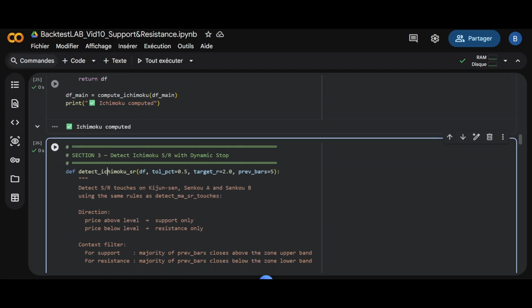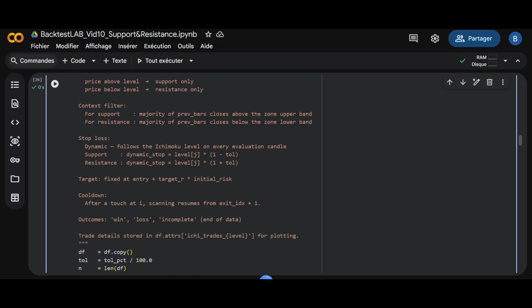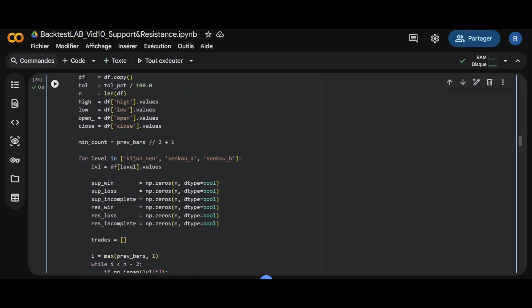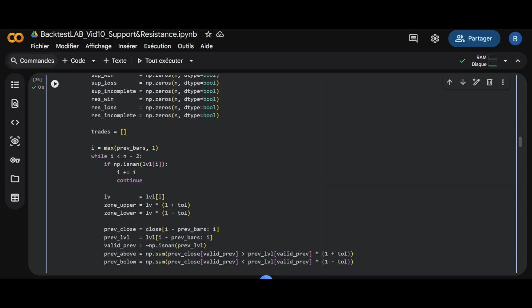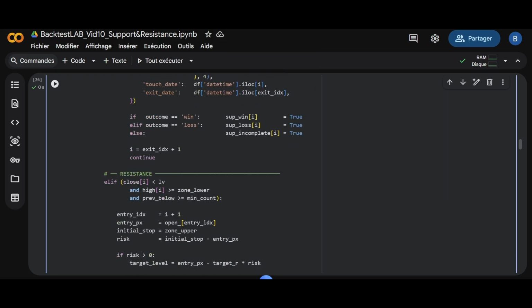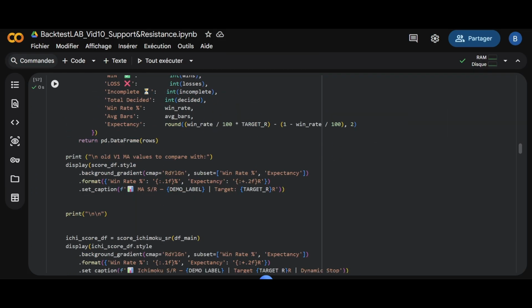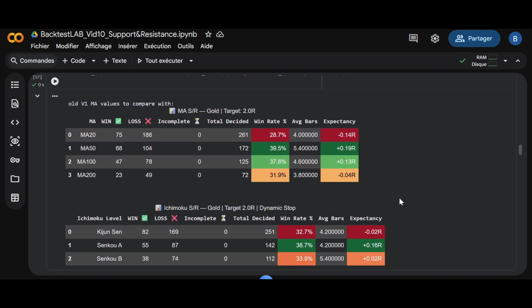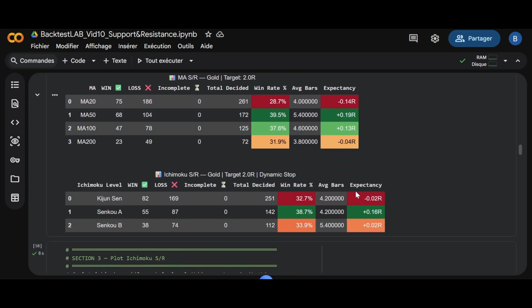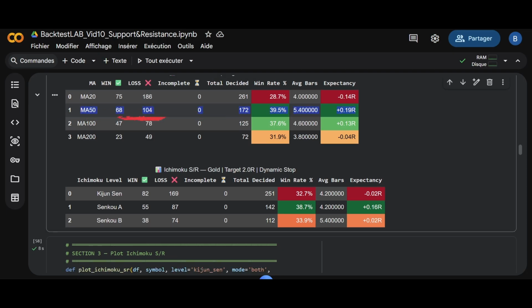And after that, the second function is detecting if we are approaching one of the three levels: Kijun, Senkou Span A, Senkou Span B. And the last function here is going to be calculating the score. So the same as we did for the moving average. So let's see the results of the moving average compared to the Ichimoku. So the first one is for the moving average, and the best result was on the moving average 50.